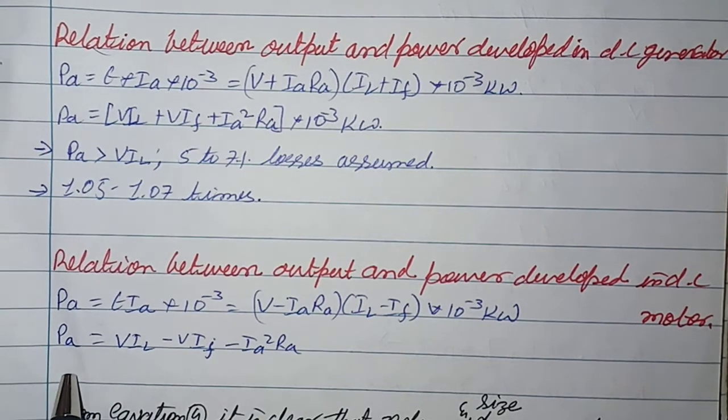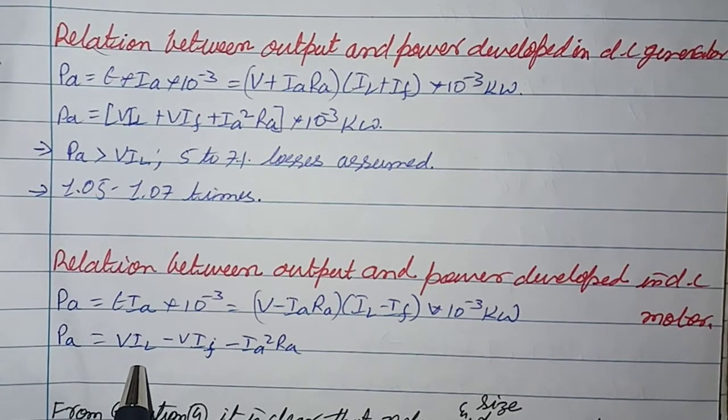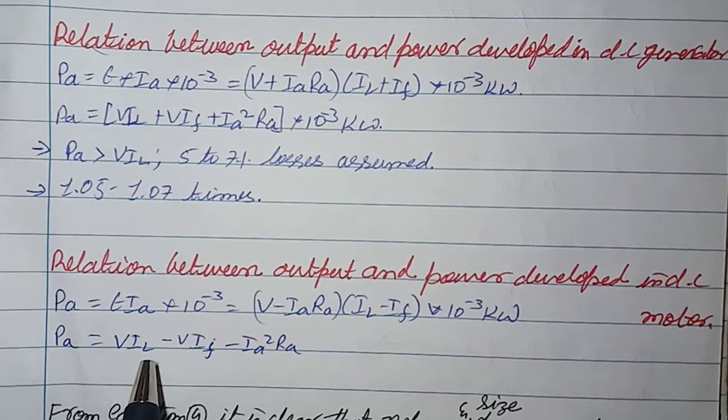Okay, right? So it is the total power, right? That is the output minus the losses. Okay, so that is what here it is.